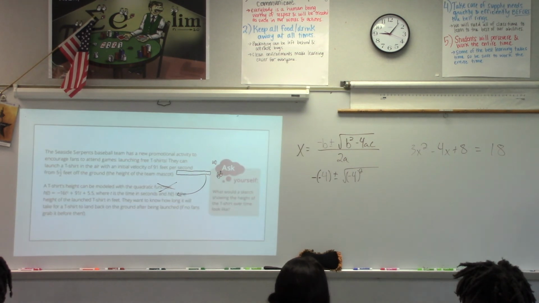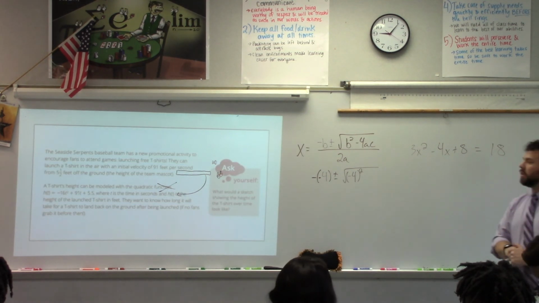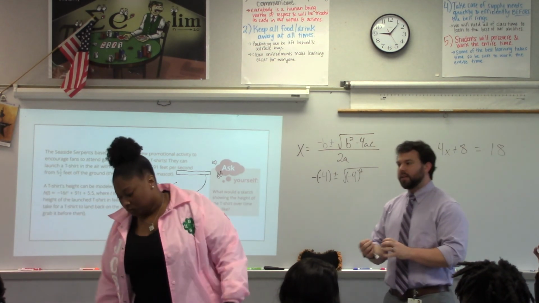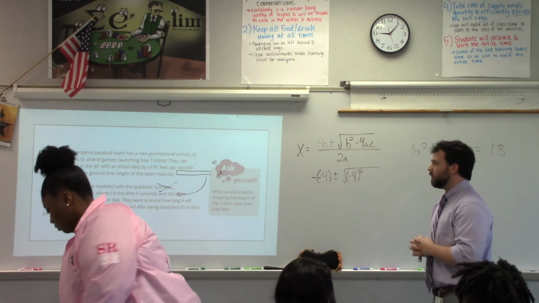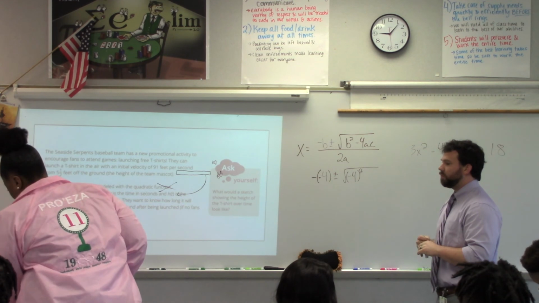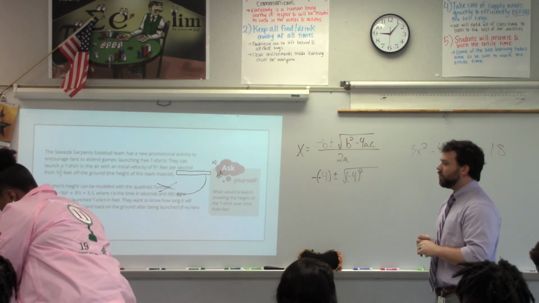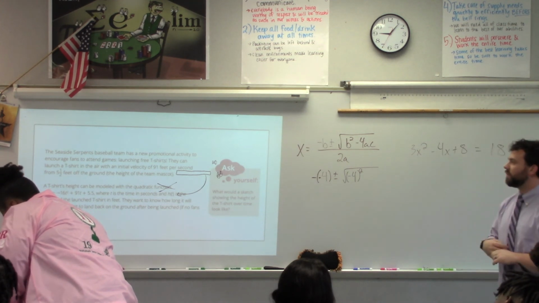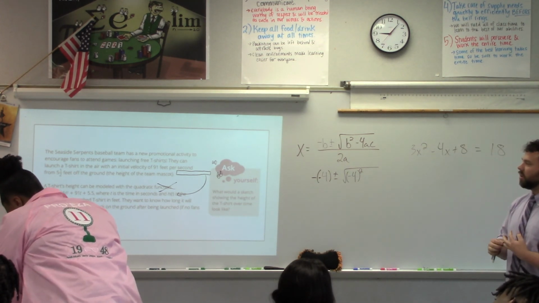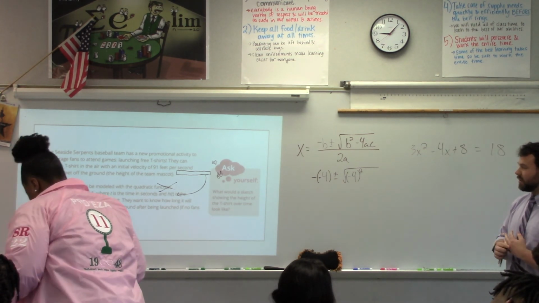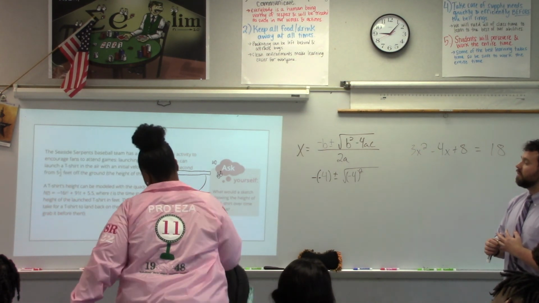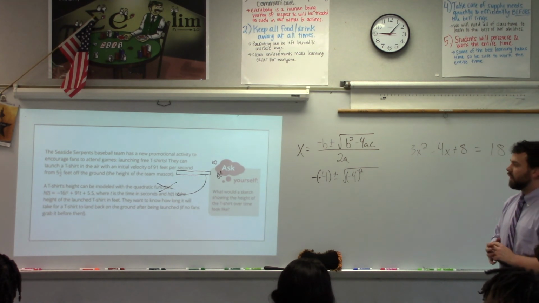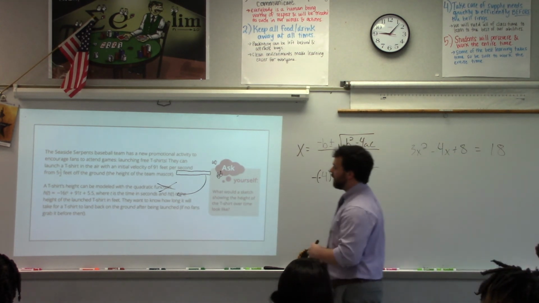What I want y'all to do is look here at this case, and we're at least going to have you start within small groups, come back together, and then go from there. It says the Seaside Serpents baseball team has a new promotional activity to encourage fans to attend games, launching free t-shirts. They can launch a t-shirt in the air with an initial velocity of 91 feet per second from 5.5 feet off the ground, which is the height of the team mascot.